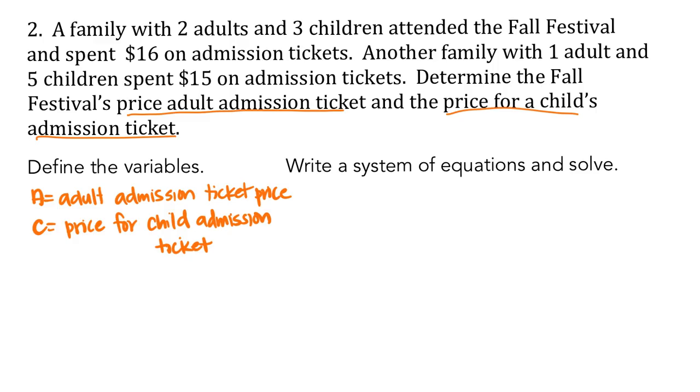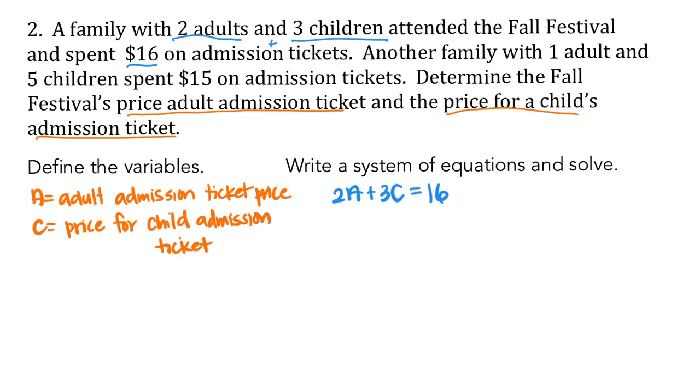Okay, a family with 2 adults and 3 children. So 2 adults and 3 children attended the fall festival and spent $16. Okay, so 2 adults and 3 children's tickets cost $16. Okay, let's see what's next.